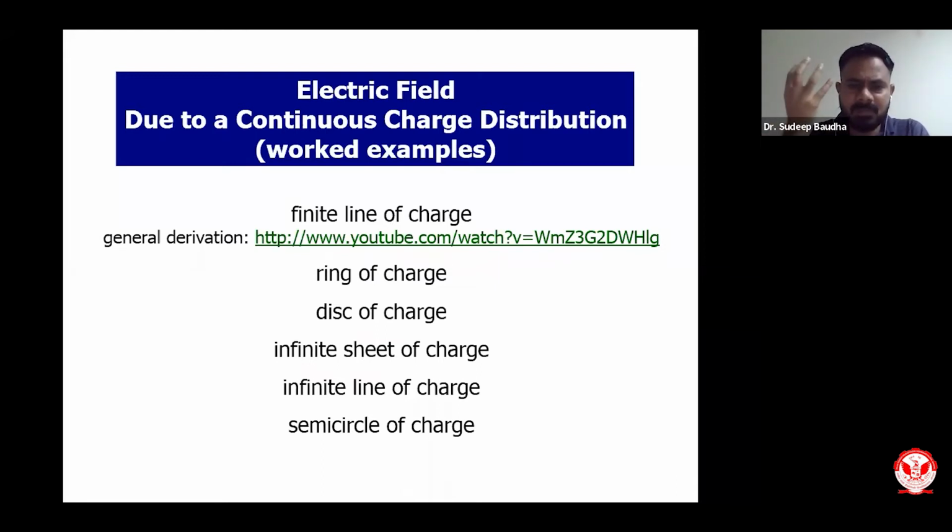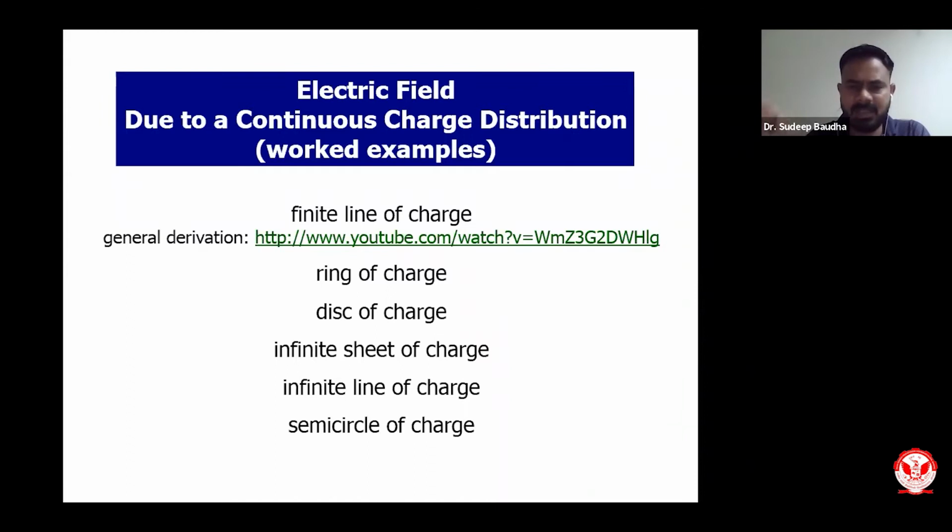geometries for which we are about to find the electric field. There are some derivations which are very deep. I have shared a YouTube link where you can find the entire derivation. But precisely in this session, I will be dealing with a finite line of charge. So there is a line which is finite, which has a particular length, and it has a uniform charge. Then I say ring of charge.